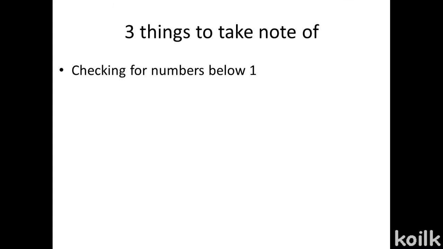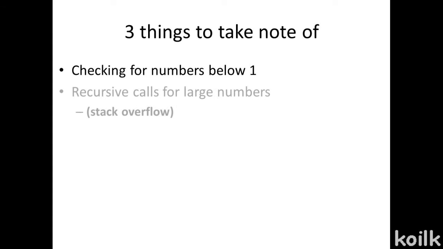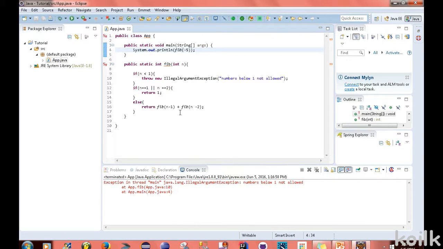Alright, so another thing that I had to take note of was the number of recursive calls for large numbers. That pretty much means if you enter in a very large number, you're eventually going to get a stack overflow exception, especially if the function has a recursive call. So let's try this out in the code.